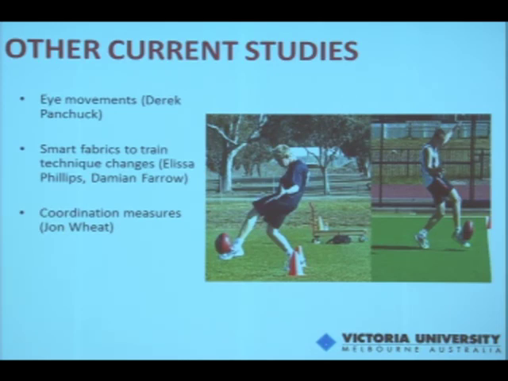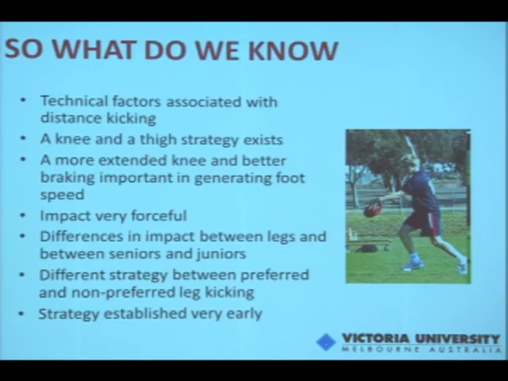Just very briefly to wrap up, a couple of other current studies we're doing, looking at eye movement work with Derek Panchuk, who's in the audience somewhere. As a colleague, he also presented yesterday on his eye movement work. We're looking at fabrics to train these technique changes, giving feedback to the players in various forms, immediately using these smart fabrics. And we're also, as I said before, exploring more coordination measures with John Wheat in Sheffield Hallam.